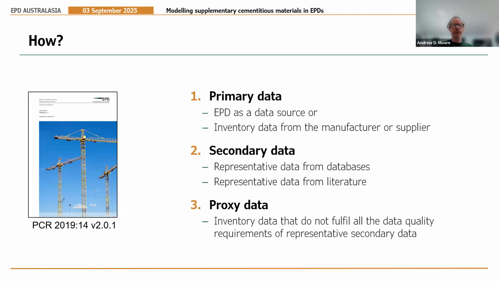This priority is reflected in the new data quality reporting requirements that are now in the new PCR, so that EPD users can see whether the data you're using to represent the SCMs is primary data collected from the manufacturers or suppliers, or whether it's secondary data or proxy data, so that they can make really informed decisions about the EPD data.